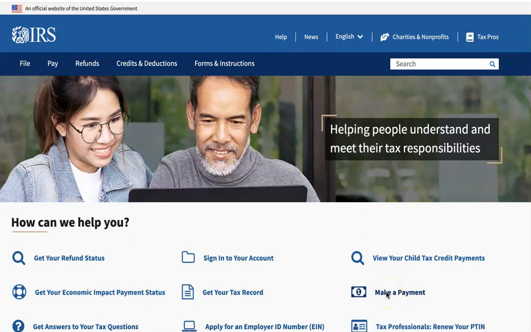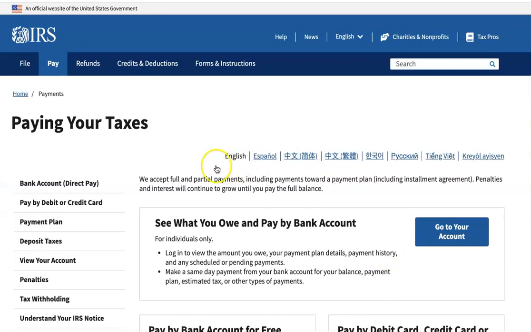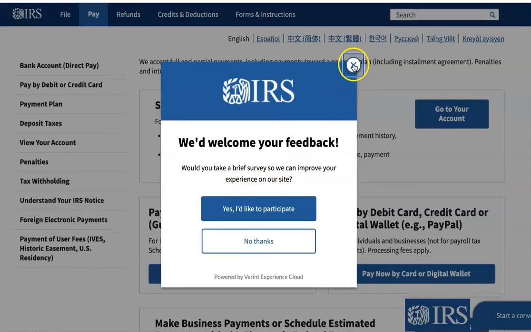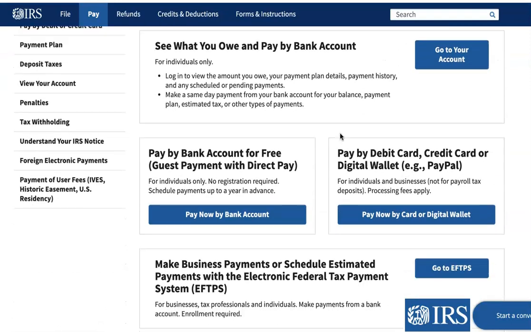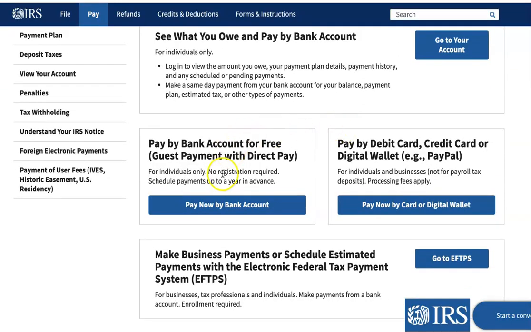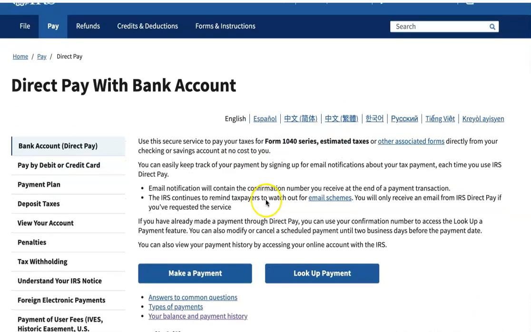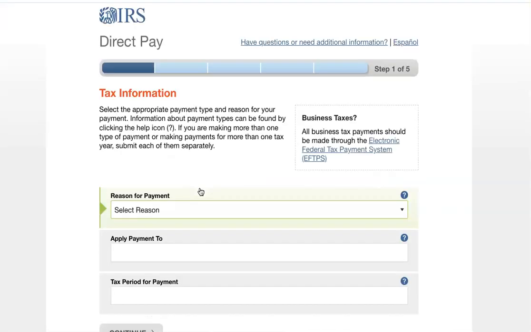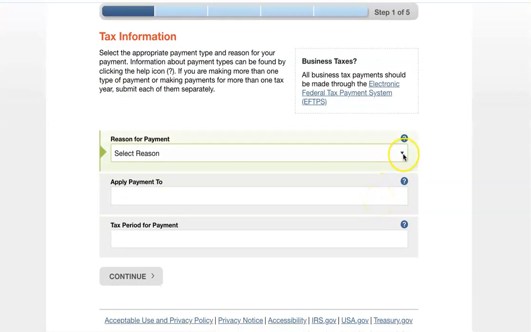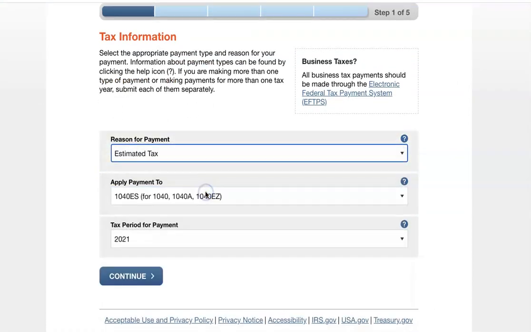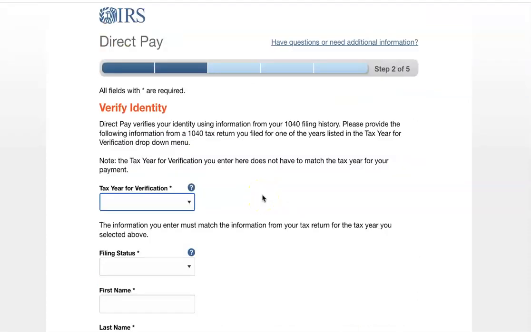So if we click here at the irs.gov site, make a payment, paying the taxes, and we go down to pay by bank account for free. Click on that, and we want to make a payment. And basically, here's the way to say you're making an estimated tax payment, and it applies to your 1040 ES, and this is the tax period. Click on continue. So the point is that this is an easy way for younger taxpayers to pay just as much as they want by going online and taking care of it that way.